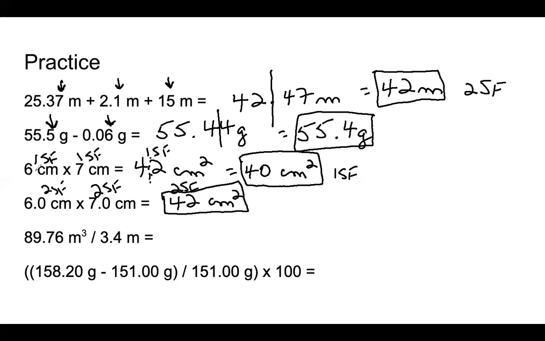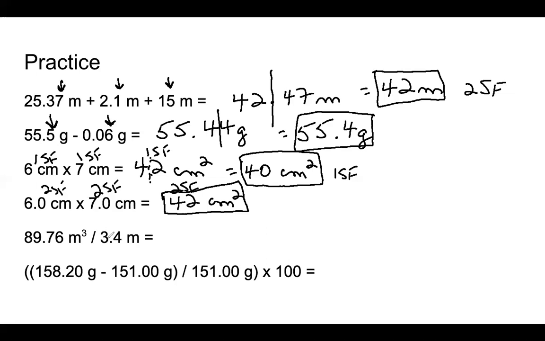Because with these measurements, we would consider this the estimated digit, so maybe it was 5 centimeters, maybe it was 7 centimeters. This, maybe it was 6, maybe it was 8. So we can only have 1 sig fig in our answer. Here, now, this is our estimated digit. So maybe it was 6.1 or 5.9. So if we have better measurements, we get a better answer.